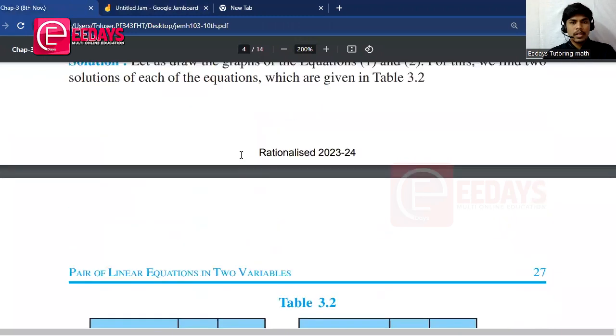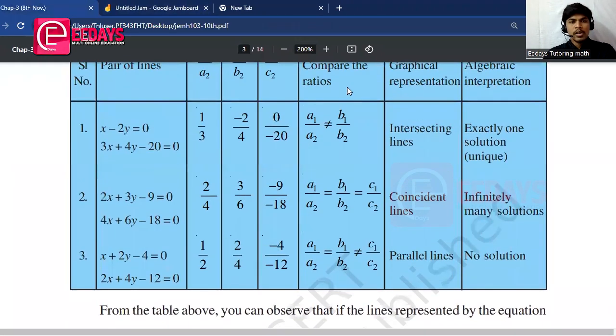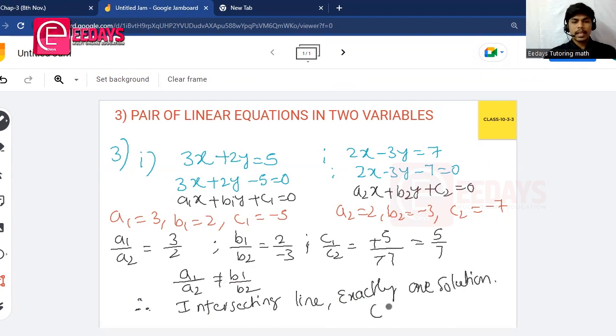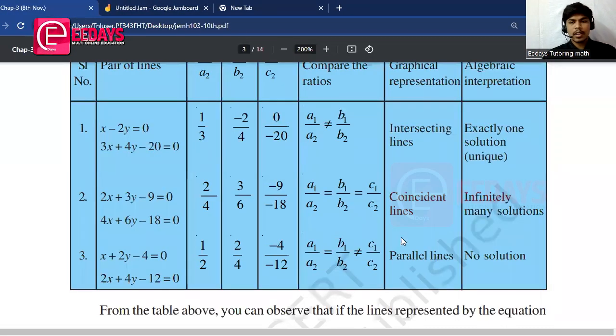Let's see the table once. If a1 by a2 is not equal to b1 by b2, it is intersecting lines and exactly one solution. For intersecting lines, exactly one solution. For exactly one solution, we can say it is consistent. Why? Because for consistent, it has at least some solution. Consistent. Here they are asking whether consistent or not in the question.